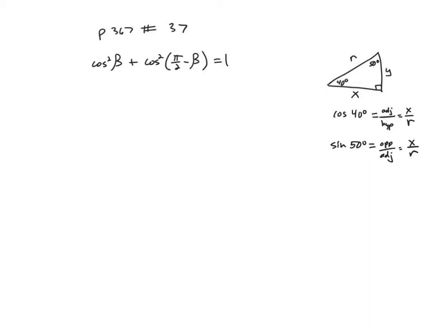Okay, here's page 367, number 37. Cosine squared of beta plus cosine squared of pi over 2 minus beta equals 1. And before you can understand that, I need to just review something with you.